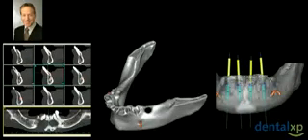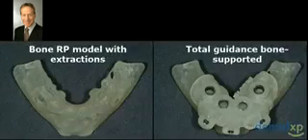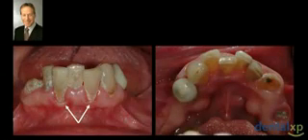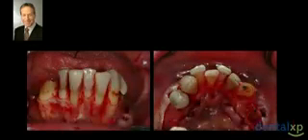Failed implant previously. We have guides. We have RP models. This can be mounted on an articulator. We can set the case up. So here we are at the time of surgery. I spent 45 minutes debriding this patient because I wanted to reduce the effects of bacterial contamination. So here we are. We're going to take these teeth out.